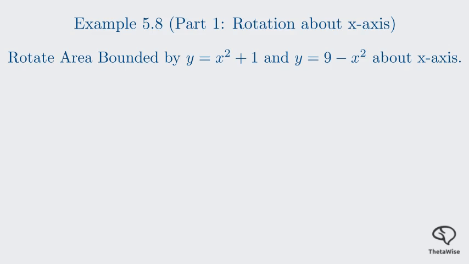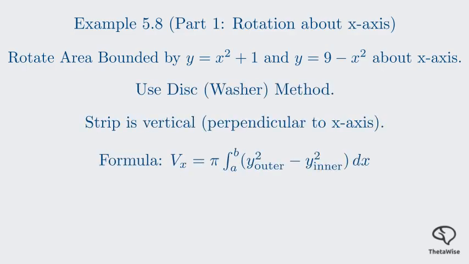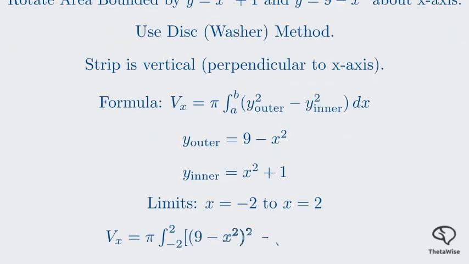We can clearly see which function is on top and which is on the bottom. The strip is perpendicular to the x-axis. So we use the washer method formula, pi times the integral of the outer radius squared minus the inner radius squared, all with respect to x. In our region from x equals -2 to 2, the function y equals 9 minus x squared is the upper function, the outer radius. The function y equals x squared plus 1 is the lower function, the inner radius. The limits are the x-coordinates of our intersections, -2 and 2.